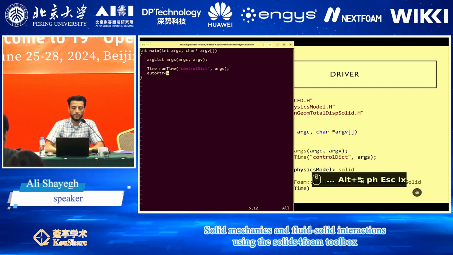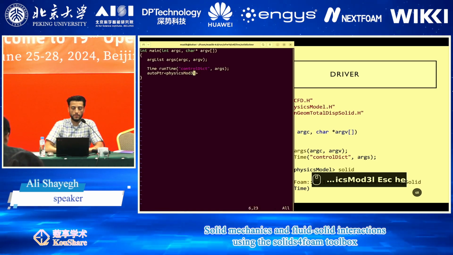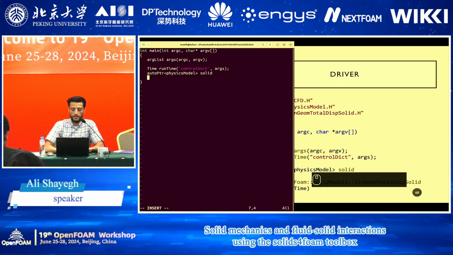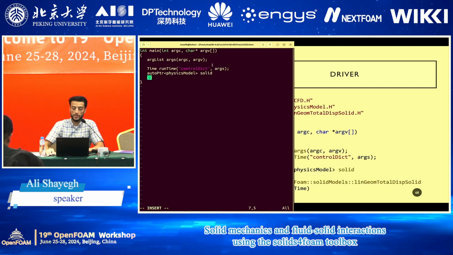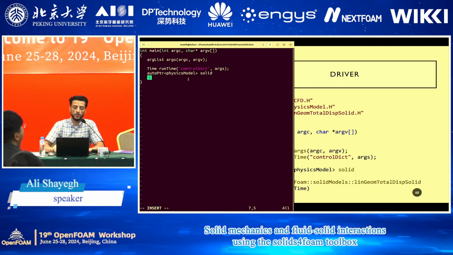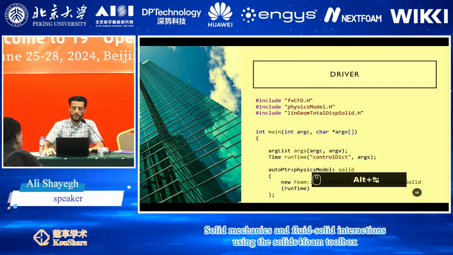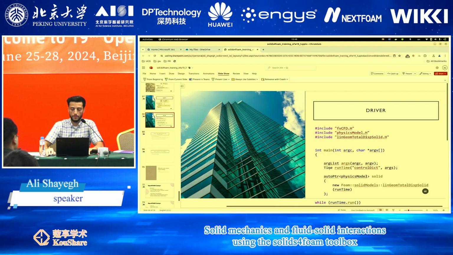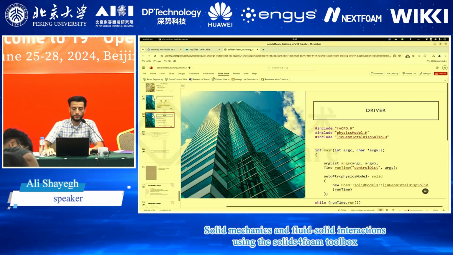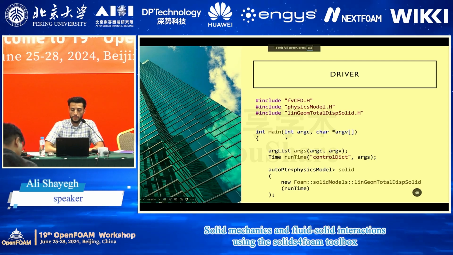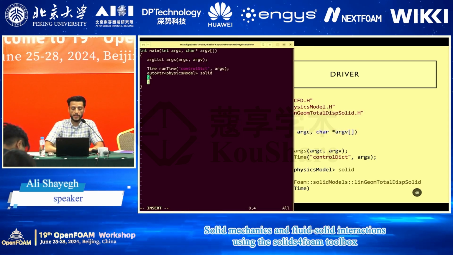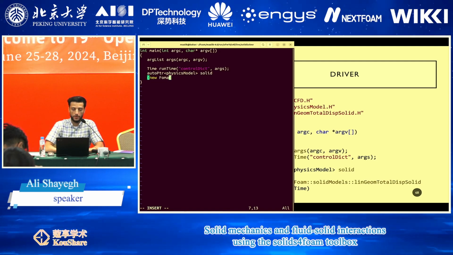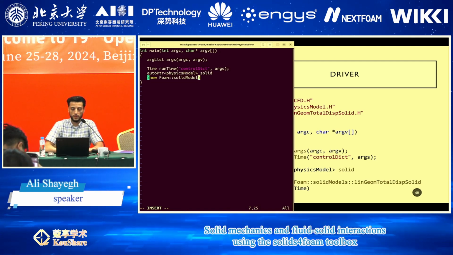And after that, I have this scary object, auto pointer physics model, solid. And then the constructor, like you saw above, needs arguments. For an auto pointer physics model object, you need a pointer to a physical model. So the way I create that argument is using the keyword new. New just creates a pointer to an object of type foam solid models.